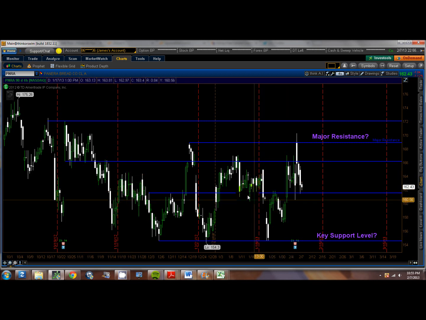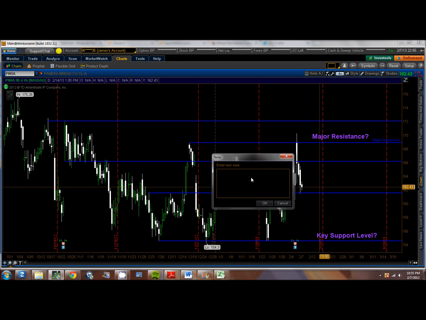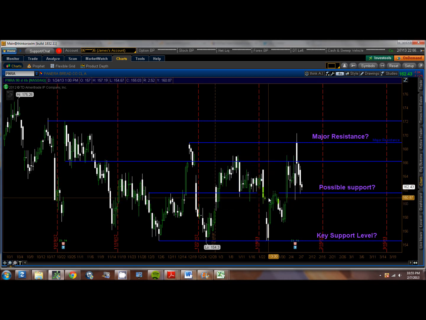Alright, so how would I begin to take advantage of this? Well, again, you have a support level here potentially, so I'm going to put down possible support. If you wanted to, this level corresponds to, if you go all the way over to the right hand axis, the exact level of 161.57. You could put a limit buy at 161.57 if you wanted to, right? So I put a limit buy at 161.57.